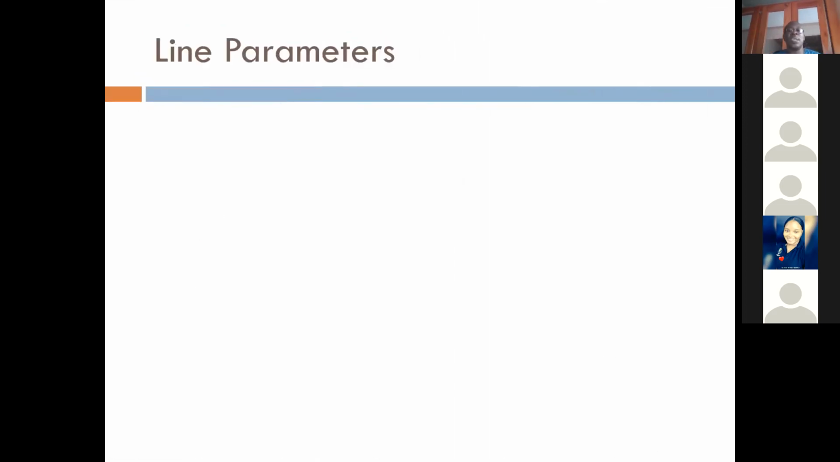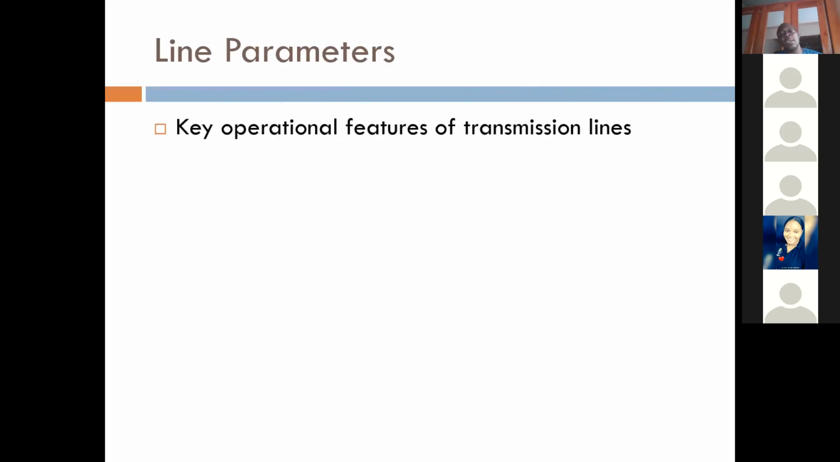And for your first reading assignment, you're going to be looking at the key operational features of transmission lines. That is in chapter 4 of your text. And those operational features you will find useful for your first couple of labs.